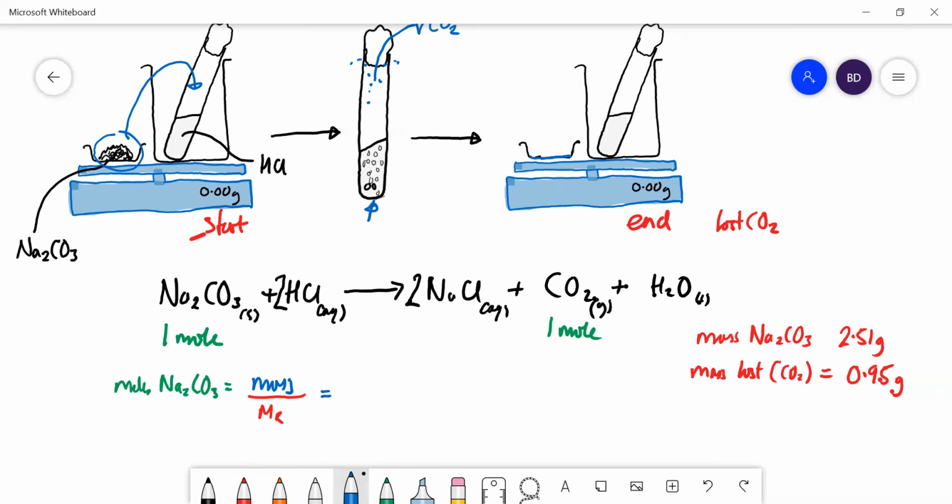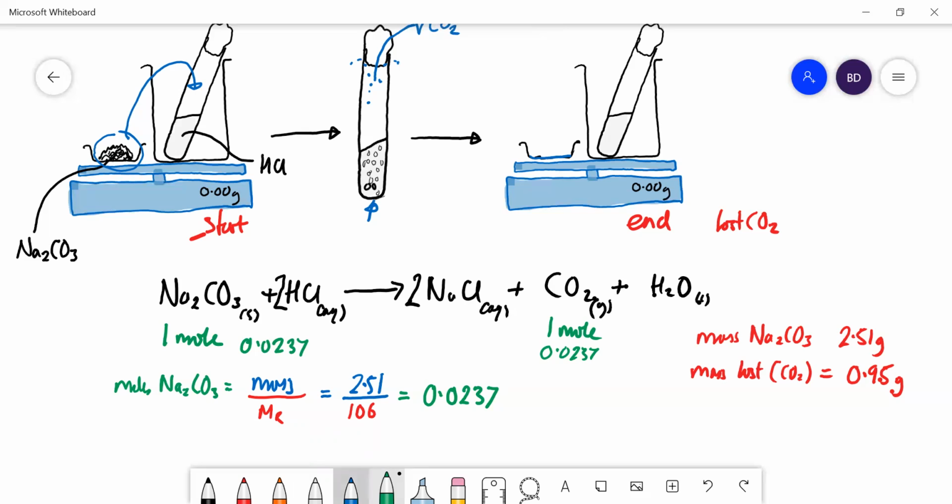The mass is equal to 2.51. MR of sodium carbonate, you work it out, is 106. So the number of moles is equal to 0.0237. Okay, so if we've got 0.0237 moles of sodium carbonate, we should get 0.0237 moles of carbon dioxide, which is the mass lost.